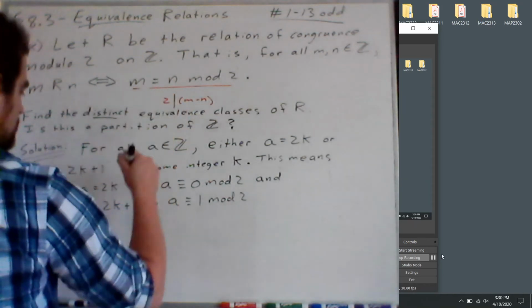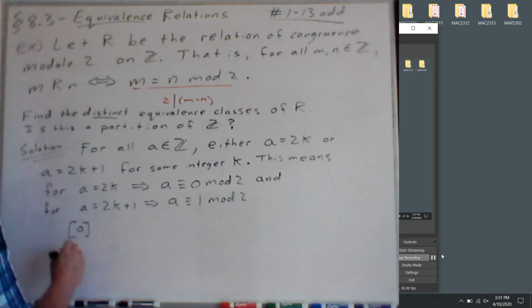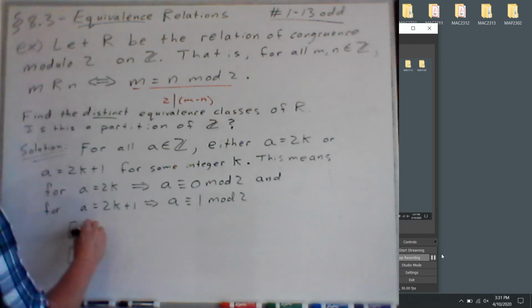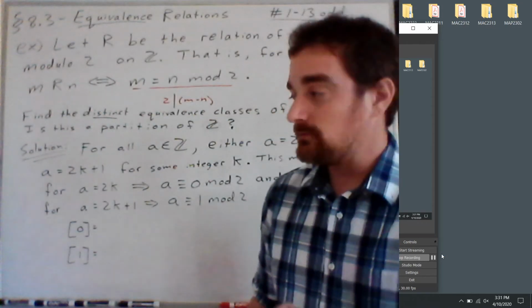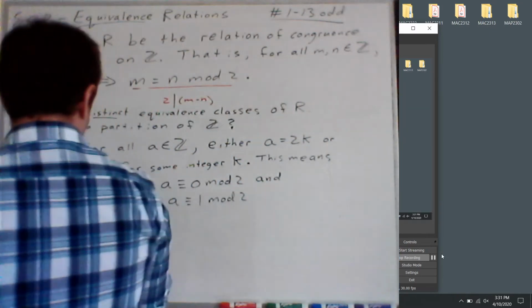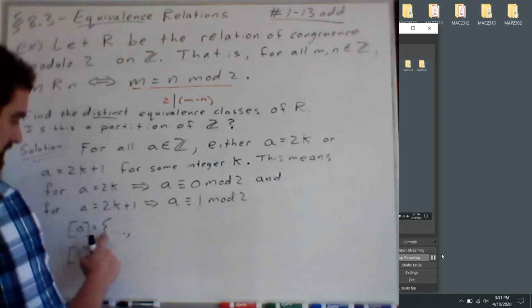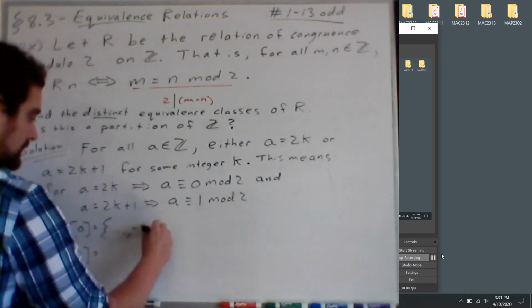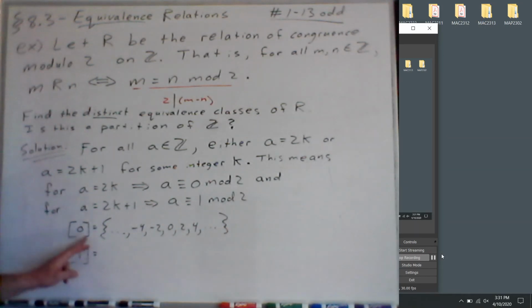So that means we can look at these equivalence classes for 0 and for 1. What integers are in the equivalence class for 0? Well, that's going to be all the even numbers. Right, and there's an infinite number of them, so I'm doing ellipses, dot, dot, dot, -4, -2, 0, 2, 4, dot, dot, dot. It just keeps going. All of these numbers will be congruent to 0 mod 2. So that's the equivalence class for 0.